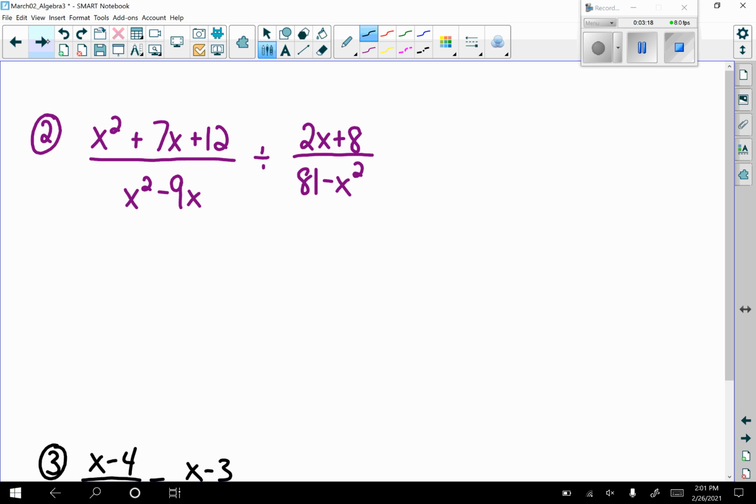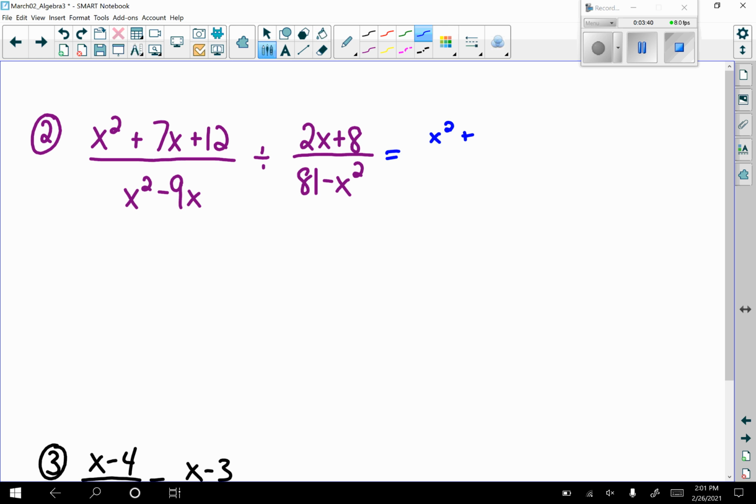All right, our next problem. We are dividing fractions, so pause the video. You don't have to state restrictions here, just simplify. All right, so if you remember, to divide fractions, we want to multiply by the reciprocal, so all I'm going to do is change that part.